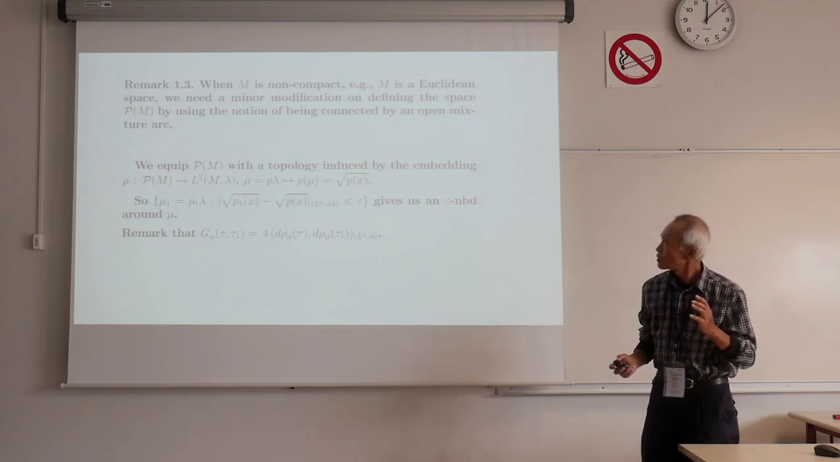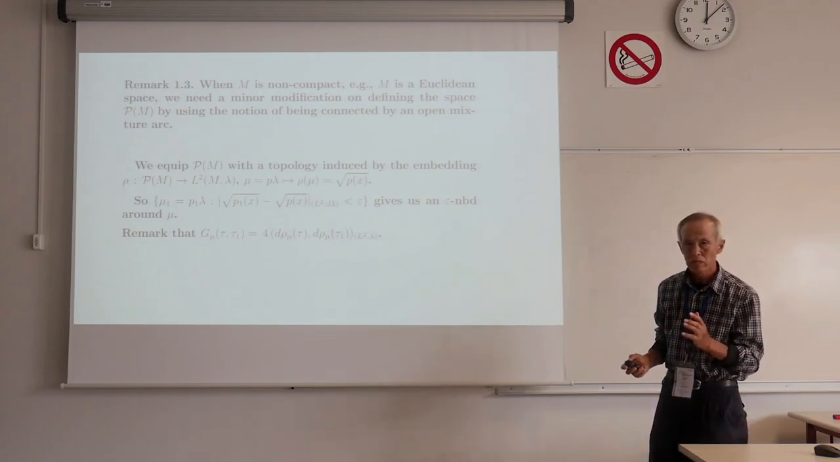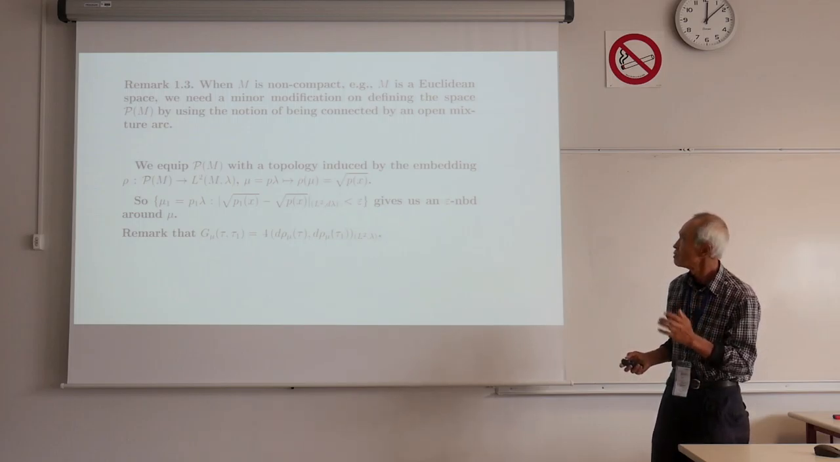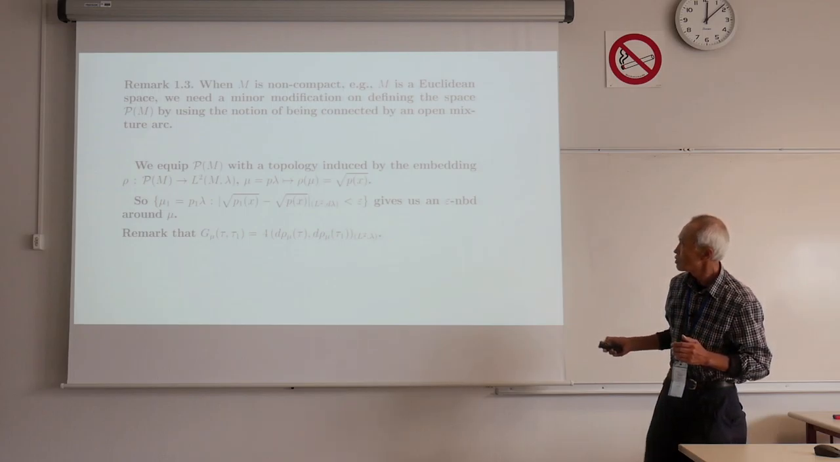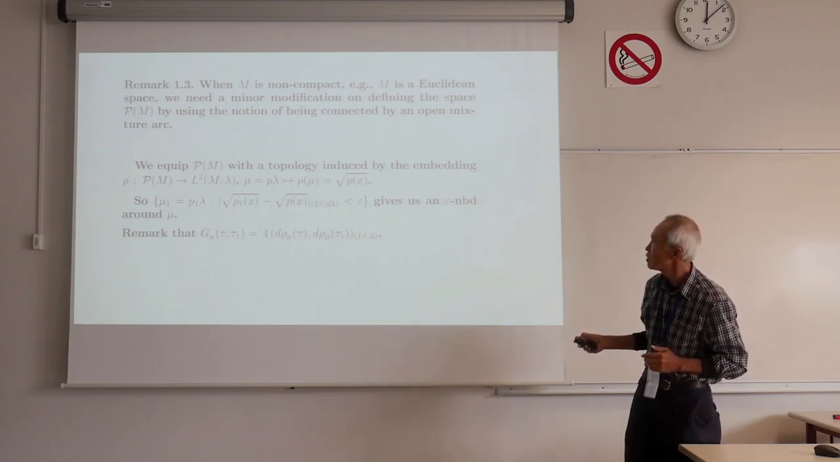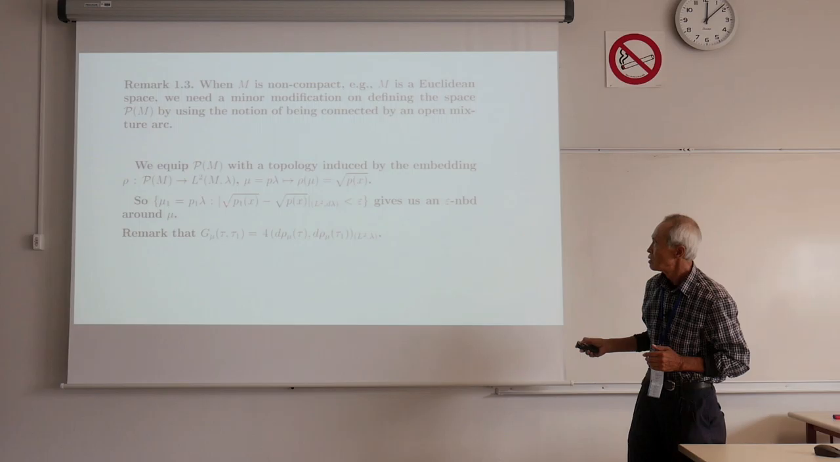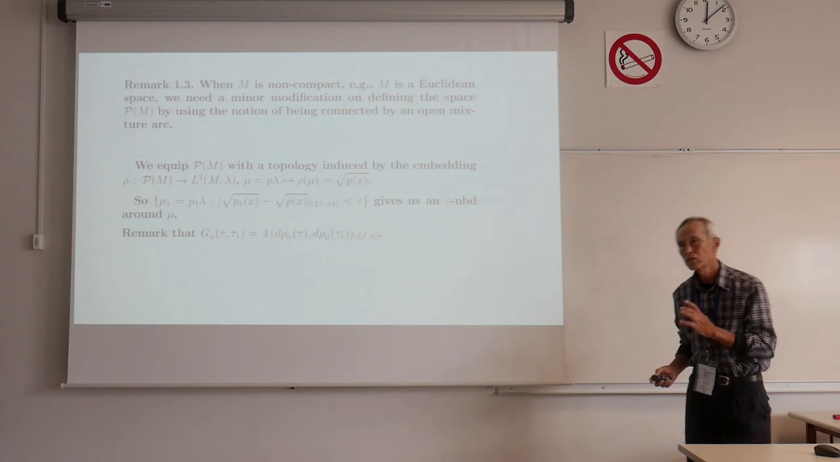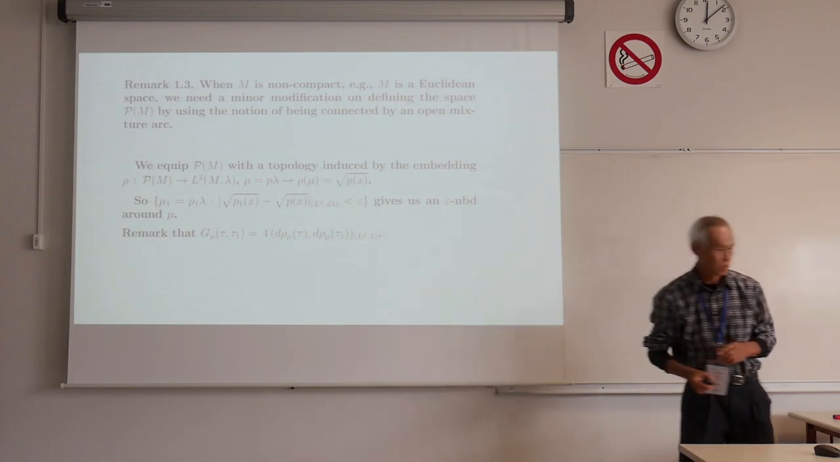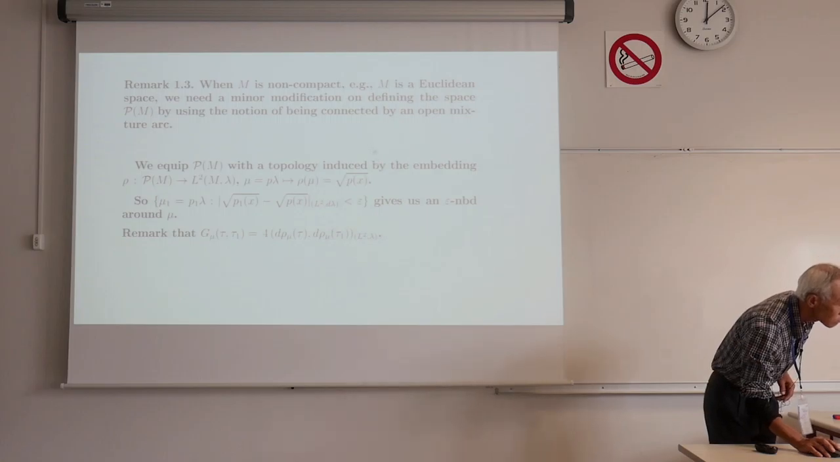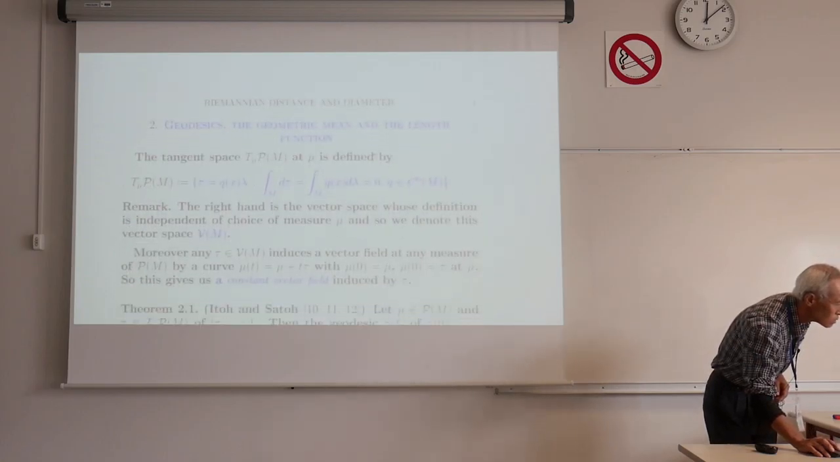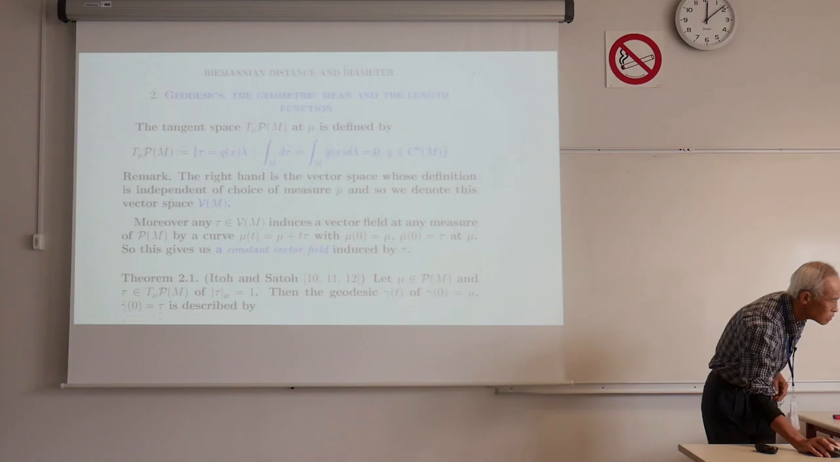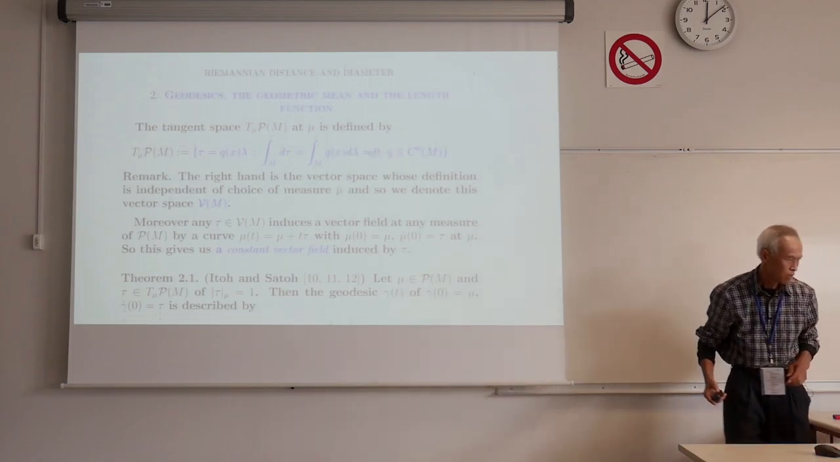Oh, sorry. And just before entering the discussion of geodesics and the distance, we can show you that this manifold admits a topology given by the square root norm. This gives a topology on the space of probability measures PM.